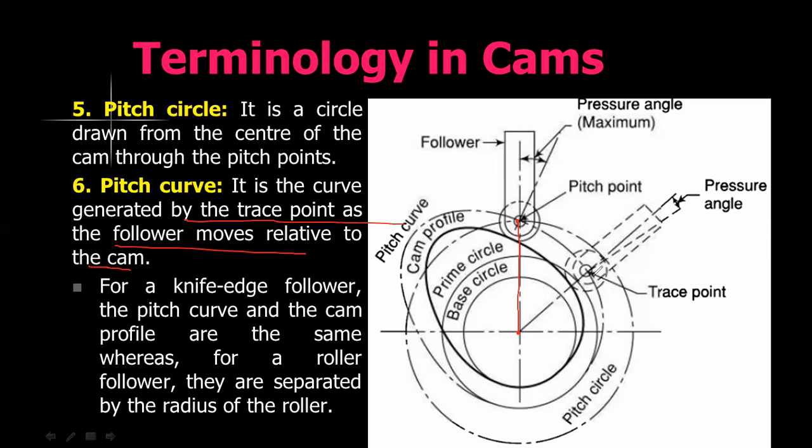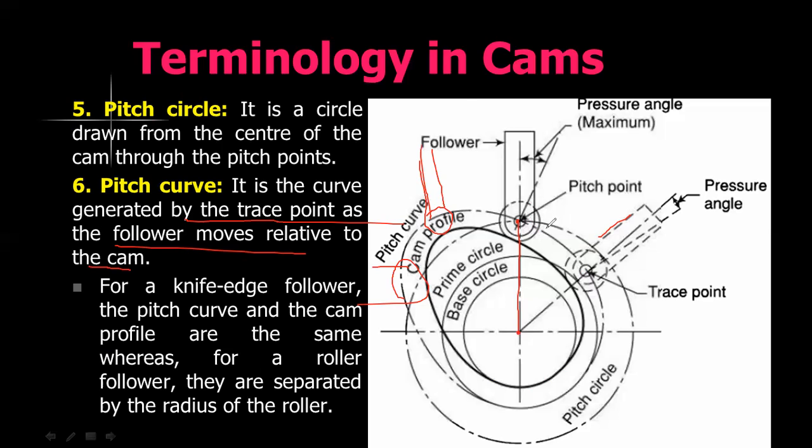It is a curve generated by the trace point as the follower moves relative to the cam. Here you can see this is the follower, and here also you can see the follower. The follower has been drawn at all the points to draw the pitch curve. For a knife edge follower, the pitch curve and the cam profile are the same, but in the roller follower, they are separated by the radius of the follower.